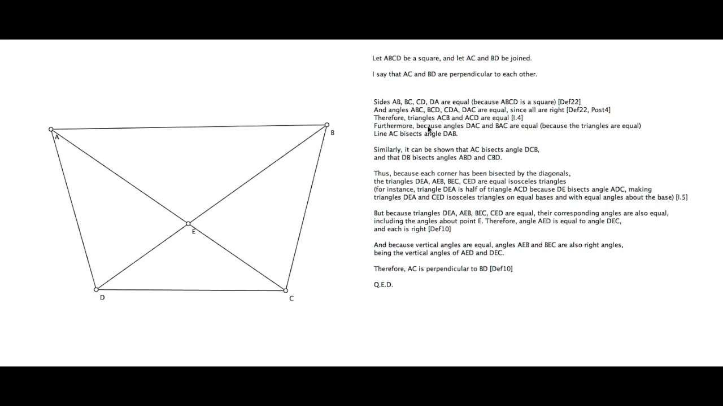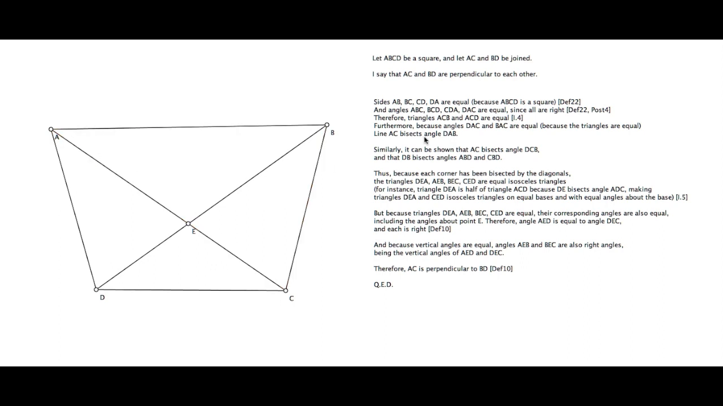And then furthermore, because the angles DAC, so this angle here, the angle DAC, and BAC are equal. How do we know that they're equal? Because the triangles are equal, right? Therefore, we know that line AC bisects the angle BAD. So we know that this right angle at A is bisected by line AC. How do we know this? Because the angles on either side are equal, and we know that those angles are equal because the whole triangle is equal to the whole triangle.